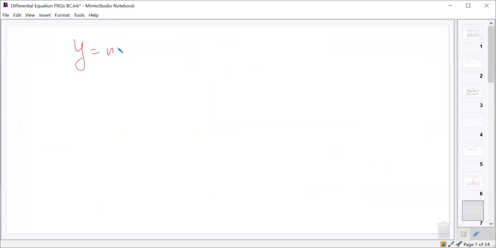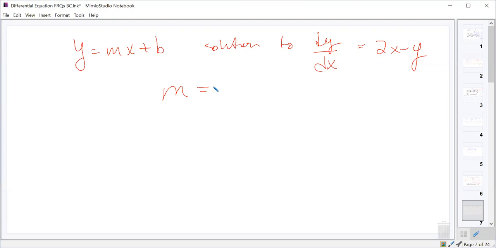Okay. So we want y equals mx plus b. This is the solution to, what was it, dy/dx equals 2x minus y. All right. So first thing we need to think about is, if this is the solution to this differential equation, this is just a linear thing, right? True? What does that tell us about the slope of the tangent line to this thing? Well, what is the slope of the function? It's just m, isn't it? Okay. So that tells us that m is dy/dx, or m is 2x minus y.